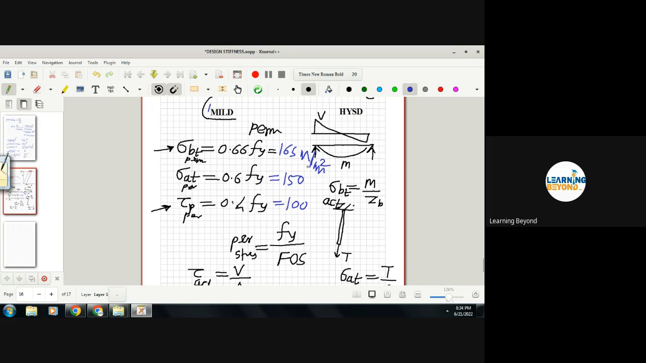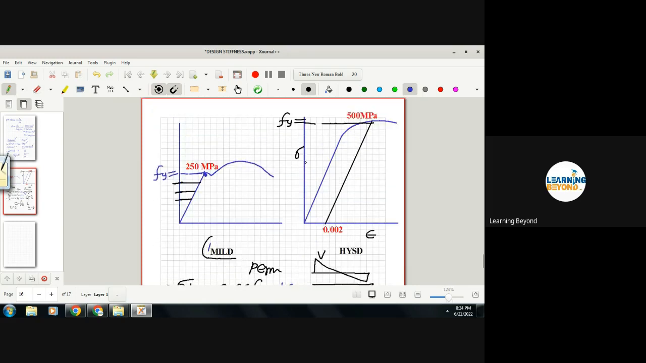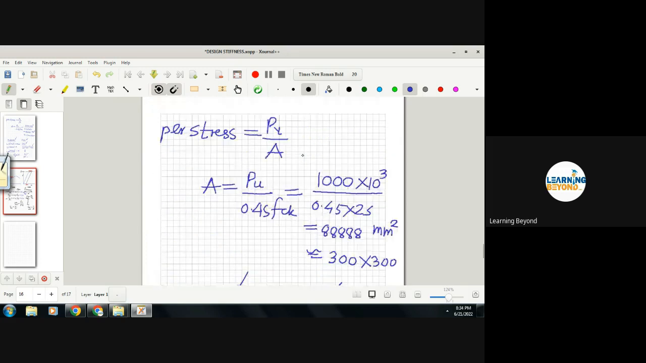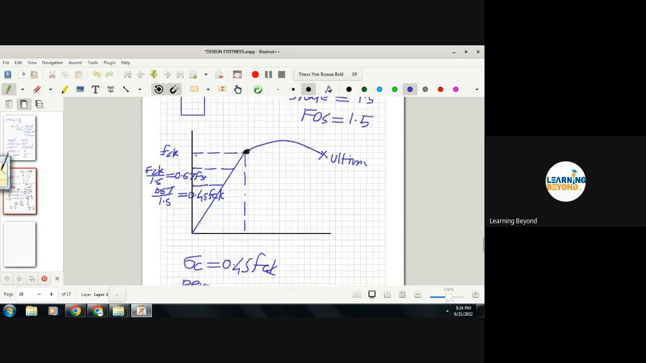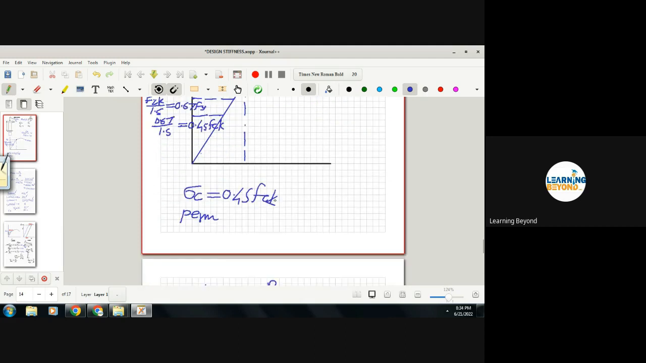Similarly, for concrete also we are having permissible stresses which are different. So I have only discussed this axial compression value, FCK. This 0.45 FCK is for axial compression. And for axial compression, the code is giving not 0.45 FCK but 0.4 FCK. So whenever you design any column, take 0.4 FCK.